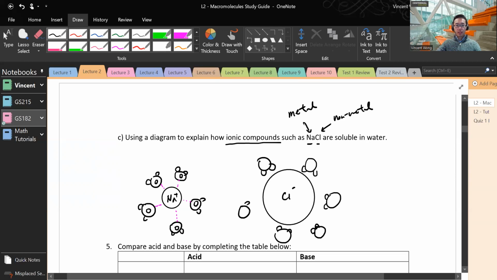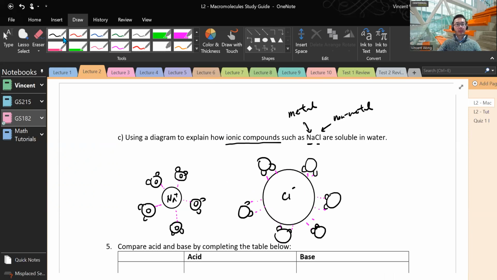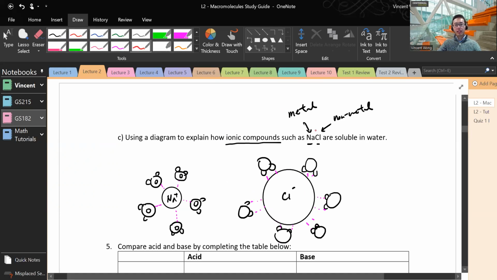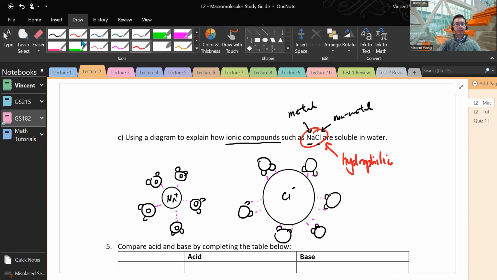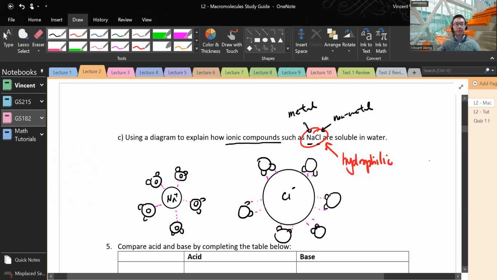So this interaction allows the sodium chloride to be soluble in water. That makes sodium chloride water soluble. We call this hydrophilic. It's able to dissolve in water. It's water loving. What's the opposite of hydrophilic? That's right. The opposite of hydrophilic is hydrophobic.